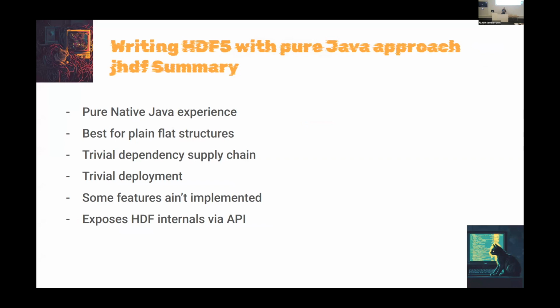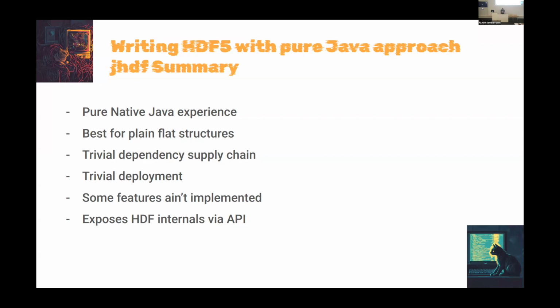The library itself, JHDF5, is best for plain flat structures, so they don't need to go through all that hassle of dealing with nested objects. It's obviously a trivial dependency supply chain, and you just put a dependency into Maven, Gradle, or whatever you're using for dependency management. It's trivial deployment. It's pure Java, so you just copy the jar file around and it runs, or even just wrap it into Docker.